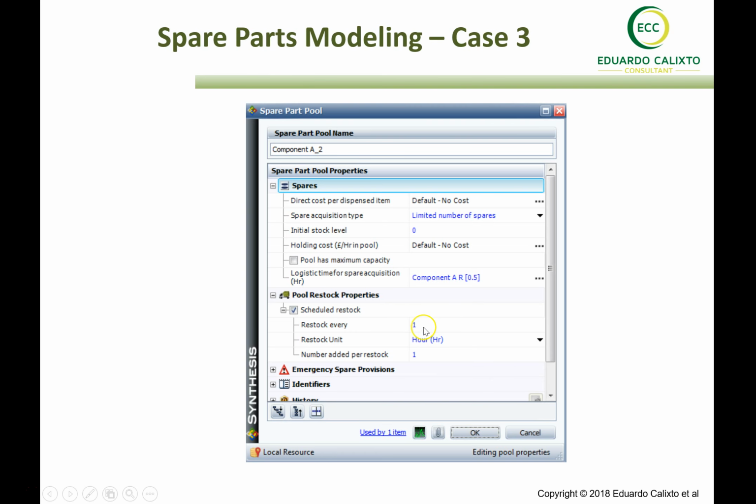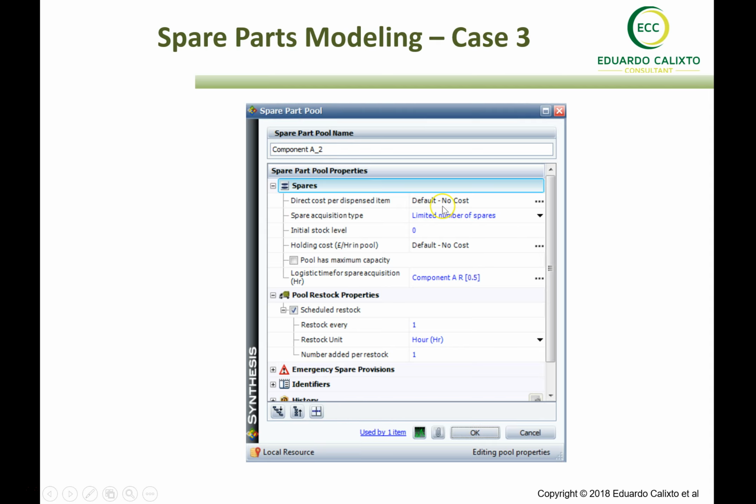So I will put such a unit at the time that I implement my preventive maintenance. So I will have this delay of 0.5 on my downtime, and that is impacting operation availability.